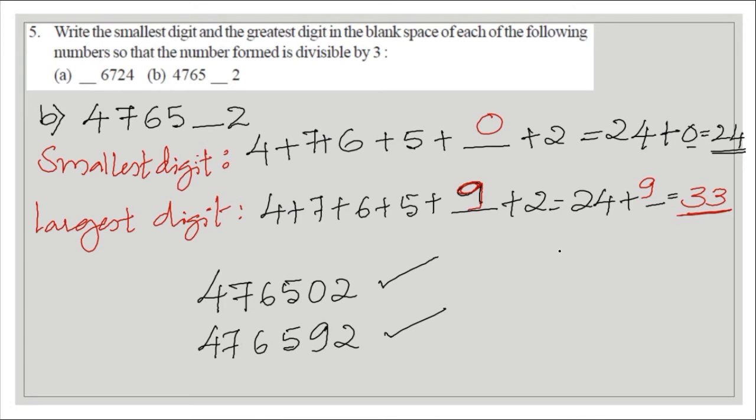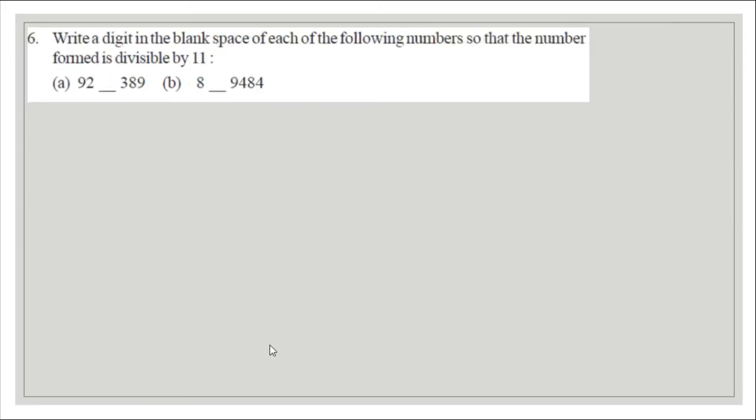This is how we can find the missing number from the given. Let us see the next question. Here the question is, write a digit in the blank space of each of the following numbers so that the number formed is divisible by 11.